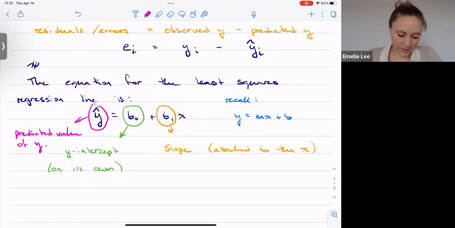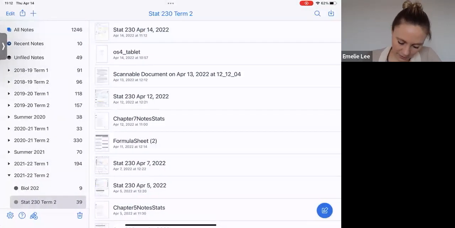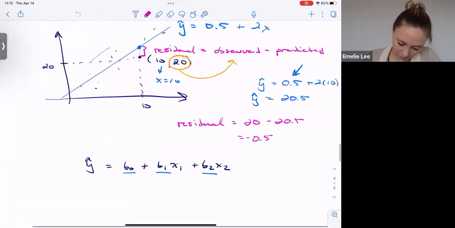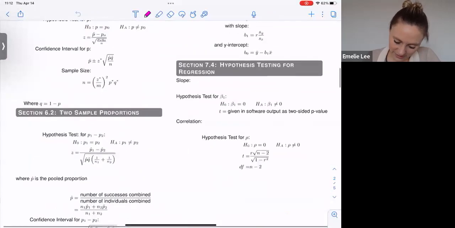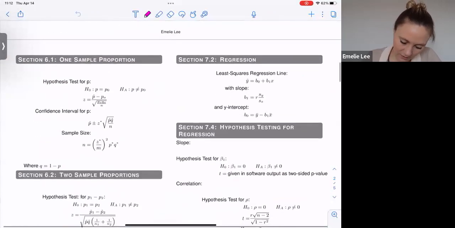So if I go to that formula sheet that I posted, because that might be nice. Oh, looks like I wrote on it. Oopsies.